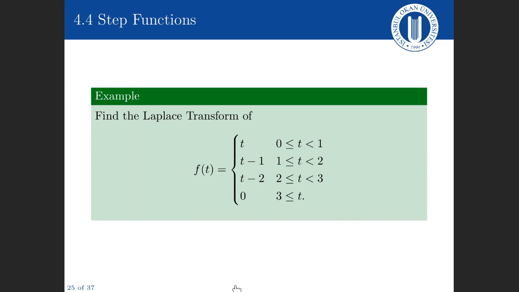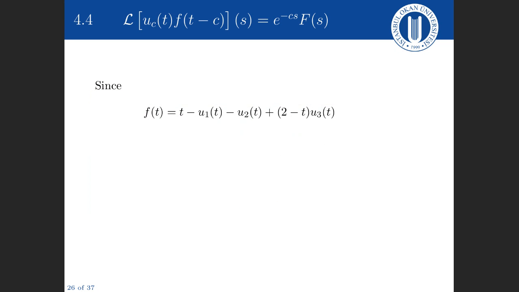Find the Laplace transform of f of t is equal to t, t minus 1, t minus 2, and then 0. This is the function that we looked at earlier. We already know a way to write this function in terms of the unit step function. We saw earlier that this is the same as t minus u1 minus u2 plus 2 minus t u3.